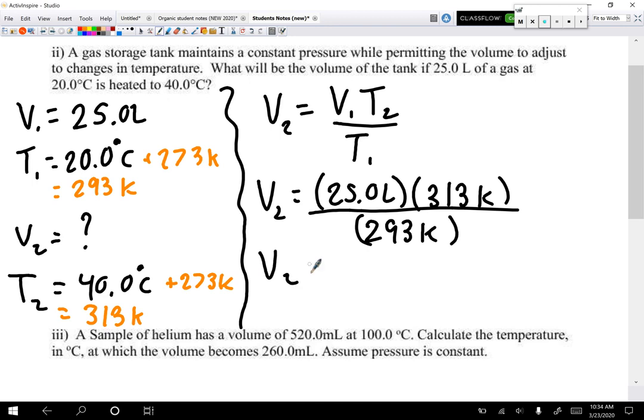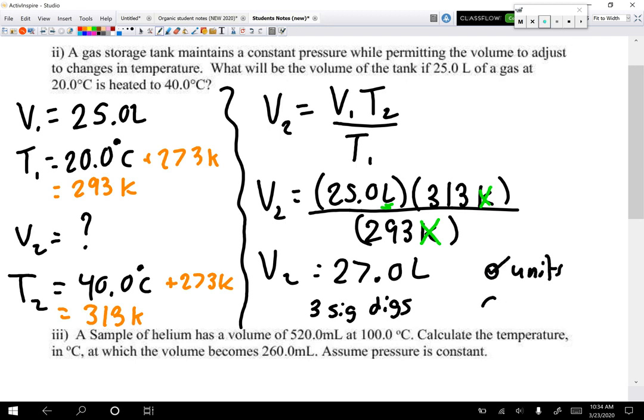So V2. Now, if you want to pay attention to your dimensional analysis and how the units cancel out, well, notice we have Kelvin in the numerator, Kelvin in the denominator, so those units cancel out. The unit that we're left with is going to be liters, and of course when we solve, we get 27.0 liters. So we got 3 significant digits. So our final answer, same thing. Did we get the units? Yes. Did we get the number of significant digits? Also, yes. So this is our final answer.